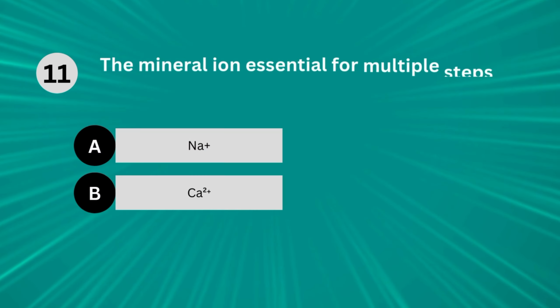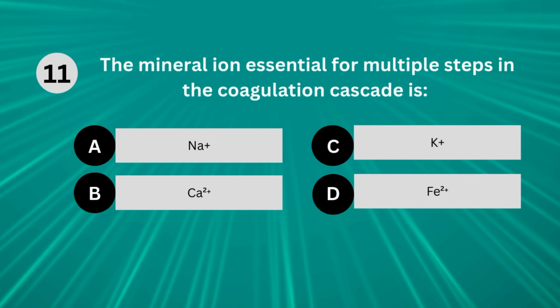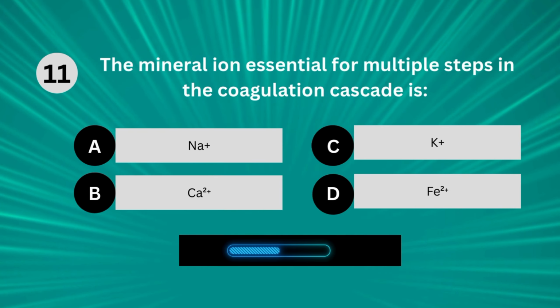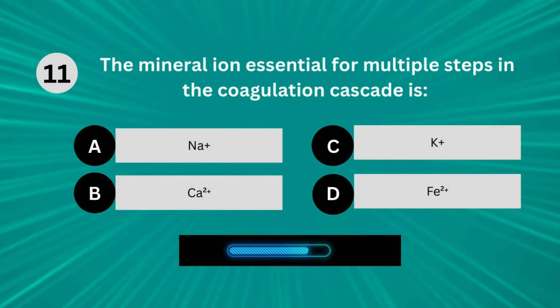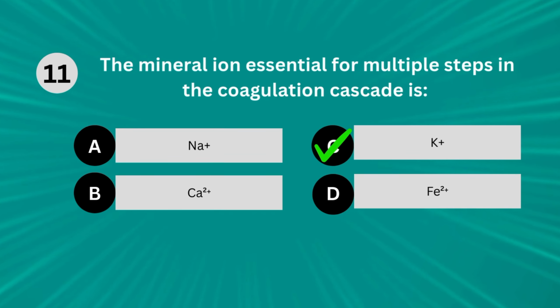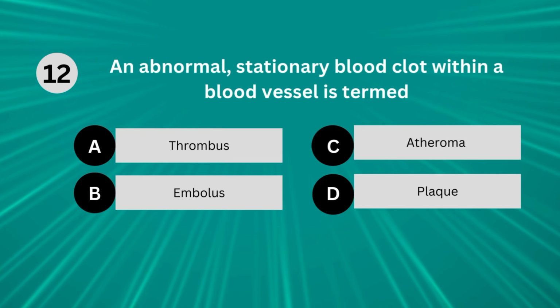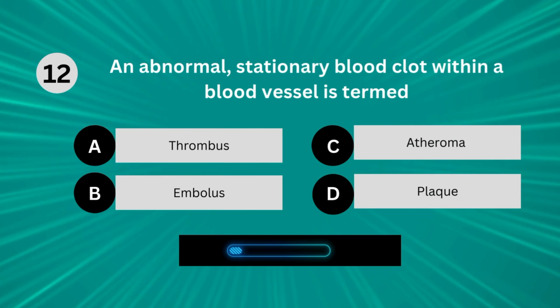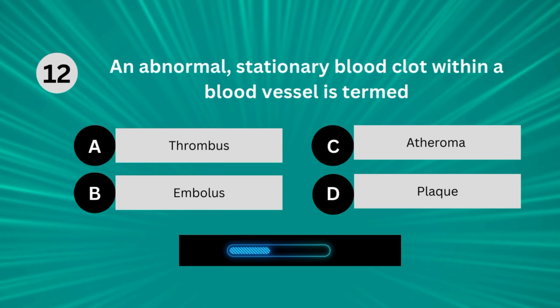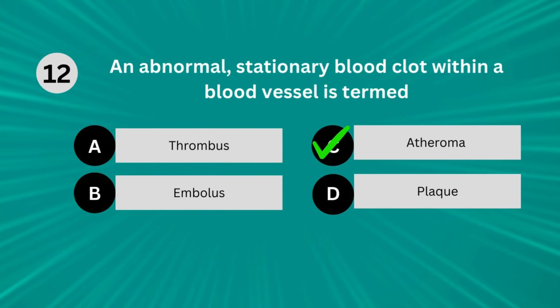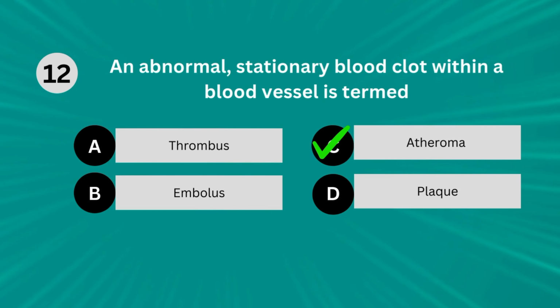The mineral ion essential for multiple steps in the coagulation cascade is potassium. An abnormal stationary blood clot within a blood vessel is termed as atheroma.